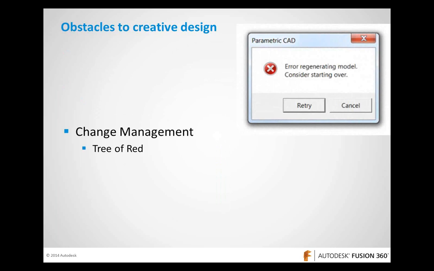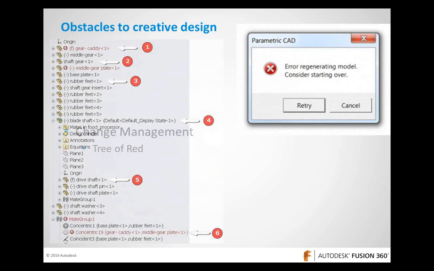In parametric CAD, you go to edit one dimension. If you didn't build it yourself, Lord help you. I don't know what's going to happen when I change this dimension and I get the tree of red. Everything just failed. I don't know what I did. I don't know why.